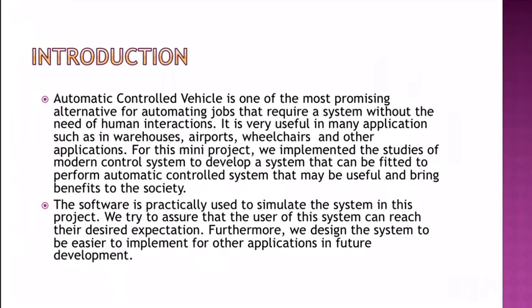Automatic control vehicle is one of the most promising alternatives for automating many jobs that require a system without the need of human interaction. It can be applied in a variety of situations and is very useful because it is automatic and will save us time. It also can reduce the cost of hiring workers.